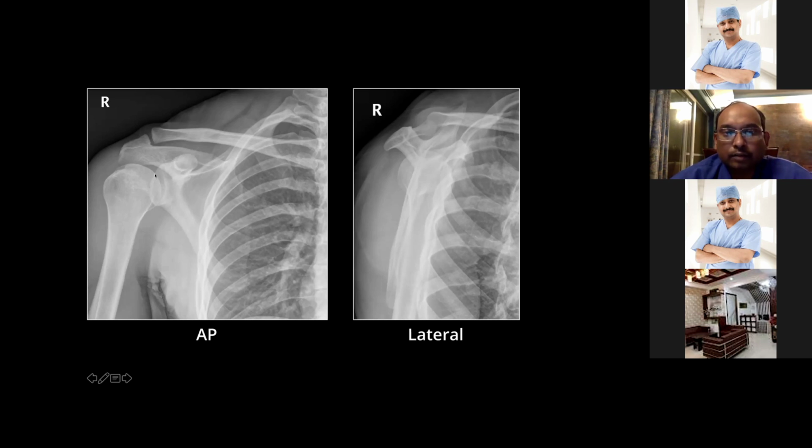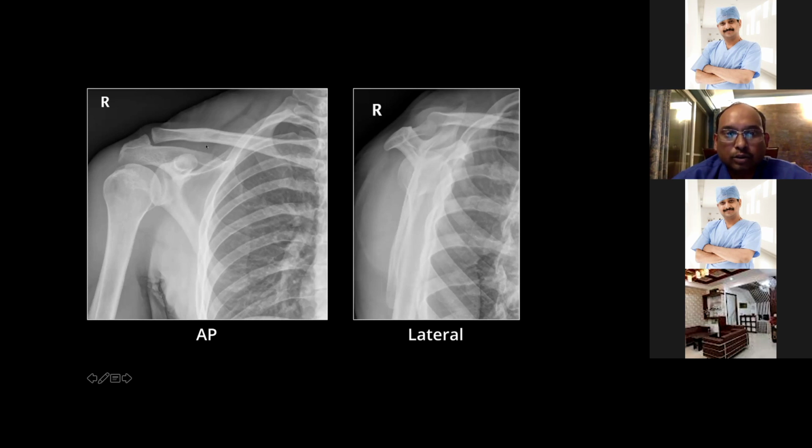Along with the alignment, we have to see whether the joint space is appropriate or not. There is no criteria or measurement as to say this is what the measurement should be. But by eyeballing, when we see more and more radiographs, we know that this is definitely a normal looking AP radiograph.